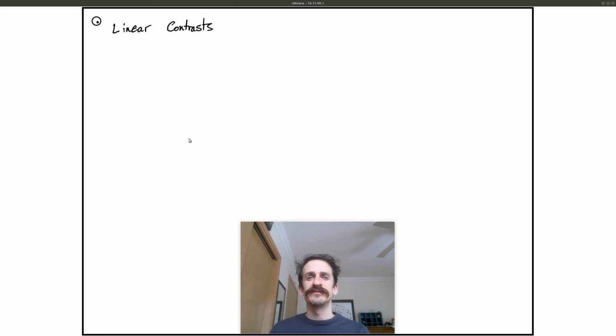Hello, Stat 424 students. In the last lecture, we talked about pairwise comparisons, in which we compared two means from our different levels of our factor, and we looked at two different ways of performing all those pairwise comparisons: Fisher's LSD and Tukey's HSD.